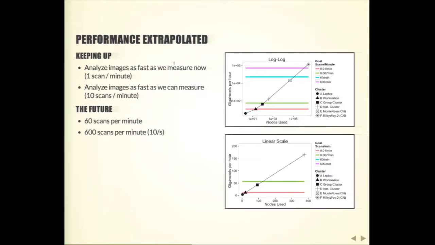So we do try to extrapolate a little bit to figure out how many nodes we would need to use to keep up with the imaging data flood. With the samples we measure right now, about 1 scan a minute is as fast as we can realistically scan at the moment. And that falls at one of these points.